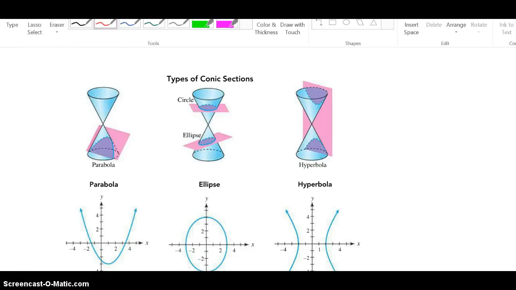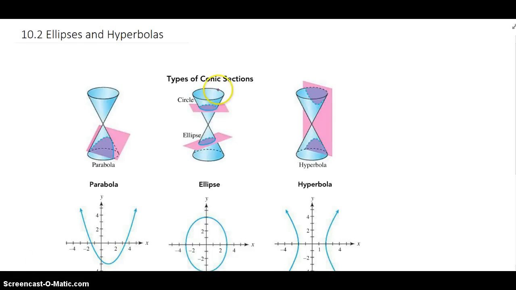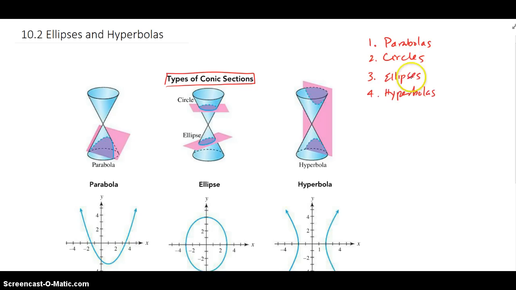In this section, we're going to go ahead and look at conic sections, two more things, ellipses and hyperbolas. Some of these conic sections we've already looked at. So when we look at conic sections, they're actually four things: parabolas, circles, and ellipses and hyperbolas. These two we've already looked at, and these two we're going to look at in this section.